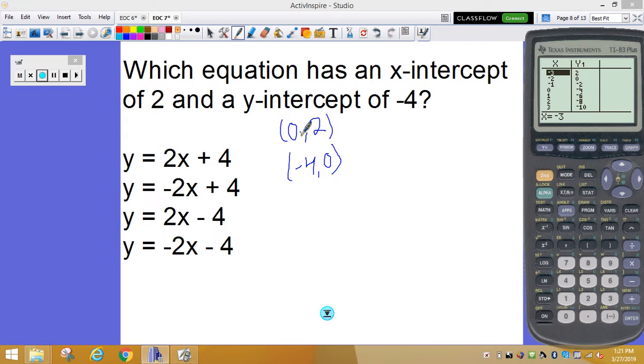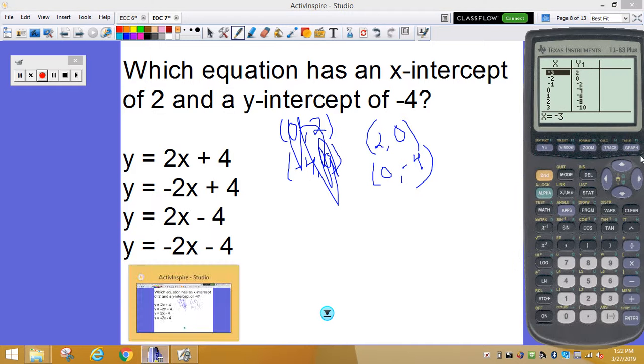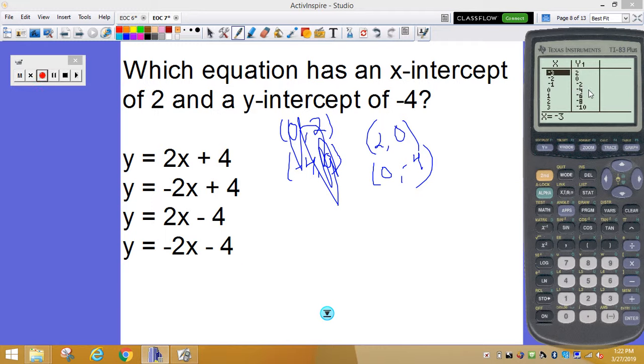Oh, I wrote them backwards. Your x-intercept should be at 2, 0. And your y-intercept should be at 0, negative 4. Oh, goodness. Now I got to do it all over again. Let's see if this is right. 0, negative 4. And this is at negative 2, 0, but I wanted positive 2, 0.